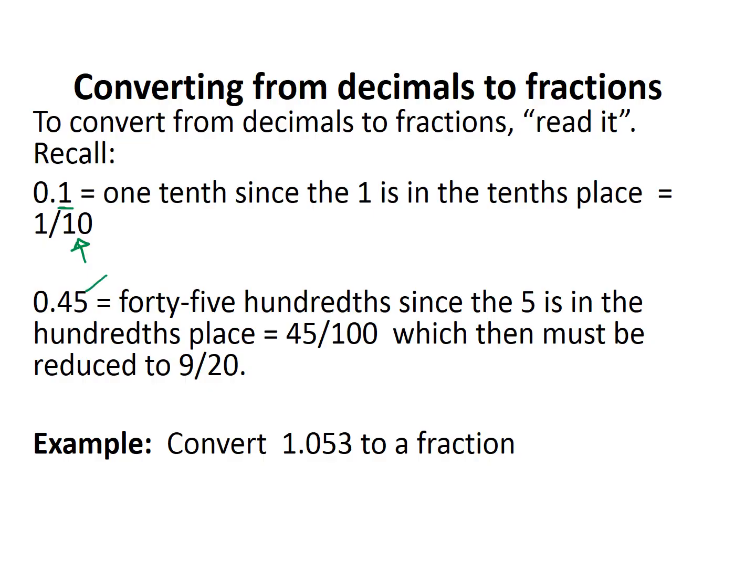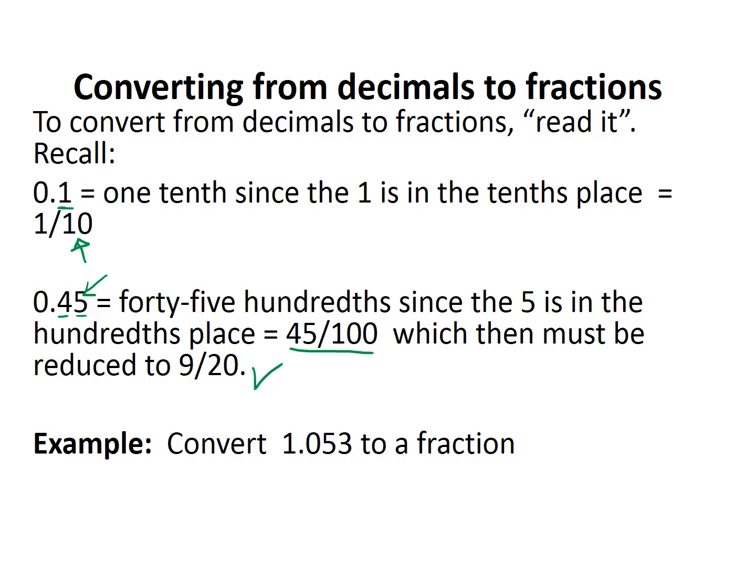0.45, the last digit is in the hundredths place. Remember, it goes tenths, hundredths. So this is read 45 hundredths, which you write as a fraction, 45 hundredths, and then you reduce it by dividing top and bottom by 5, and you'll get 9/20.